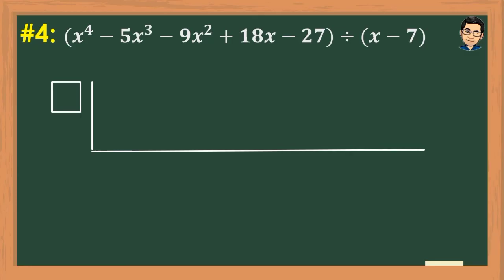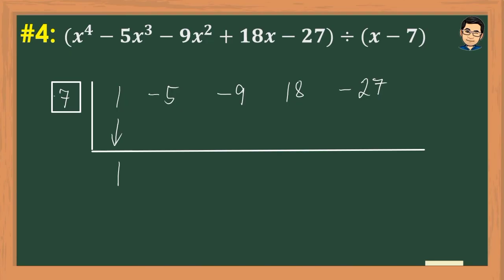So, x to the 4, that is 1. Negative 5x cubed, that is negative 5. Negative 9x squared, that is negative 9. And then 18x, that is 18. And then the constant term, negative 27. And then x minus 7, so negative 7. Kunin natin yung opposite sign niya, positive 7. And then, bring down 1.